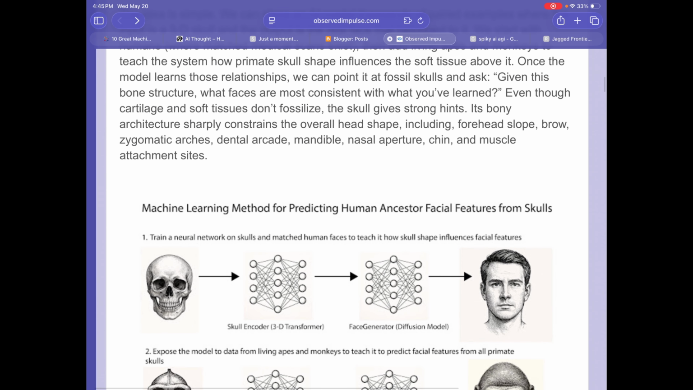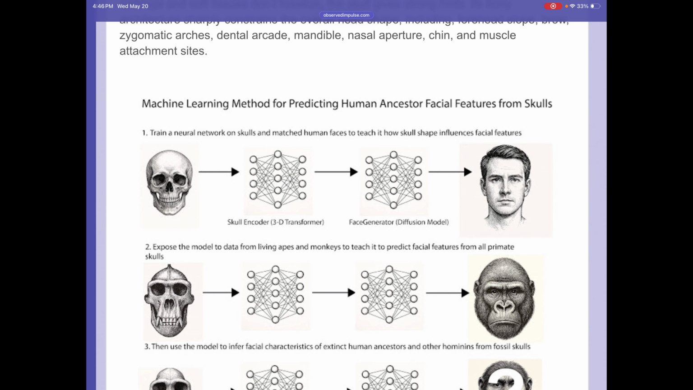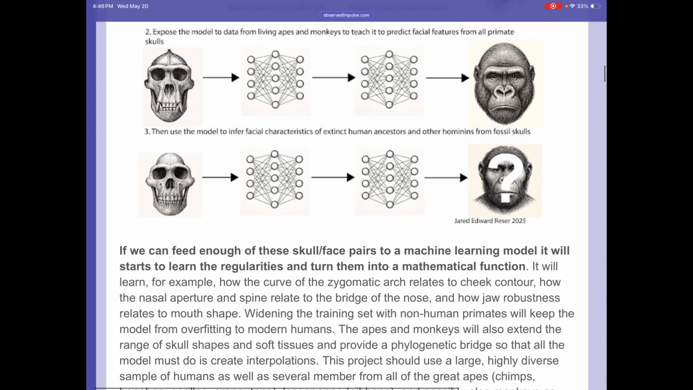So to back up for just a second, even though cartilage and soft tissues don't fossilize, the skull gives strong hints. Its bony architecture sharply constrains the overall head shape, including forehead slope, brow, zygomatic arches, dental arcade, mandible, nasal aperture, chin, and muscle attachment sites. So if we can feed enough of these skull face pairs to a machine learning model, it will start to learn the regularities and turn them into a mathematical function. It will learn, for example, how the curve of the zygomatic arch relates to cheek contour, how the nasal aperture and spine relate to the bridge of the nose, and how jaw robustness relates to mouth shape.